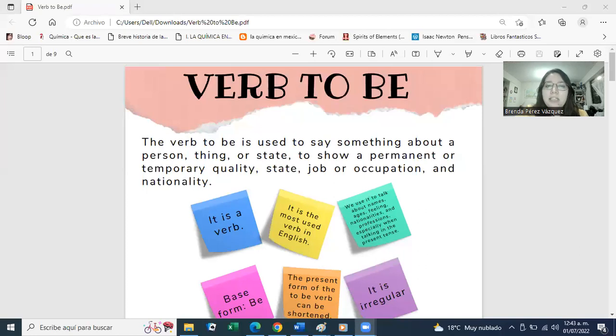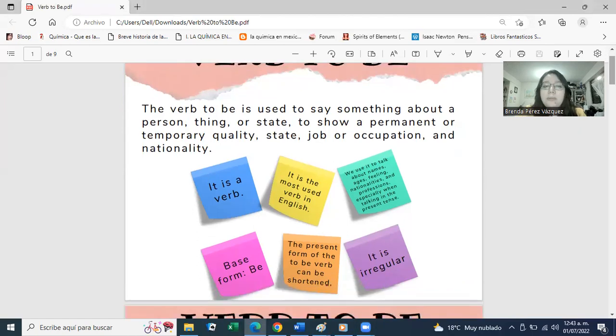The verb to be is used to say something about a person, thing, or state, to show a permanent or temporary quality, state, job or occupation, and nationality. O sea, debemos de tener 6 cosas bien claras. 1, it is a verb. 2, it is the most used verb in English.